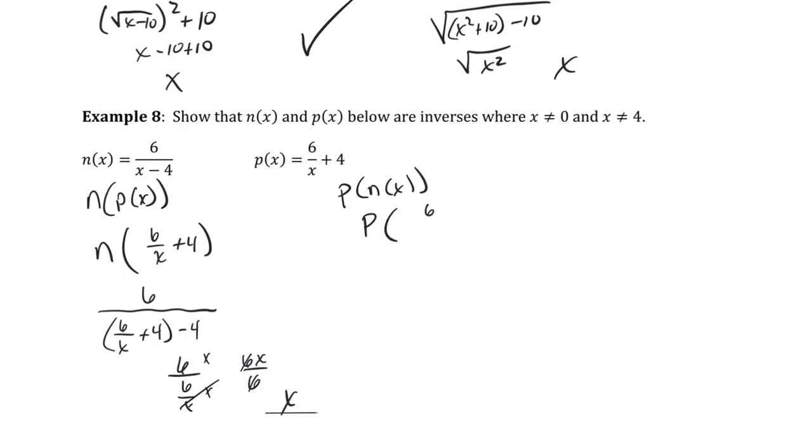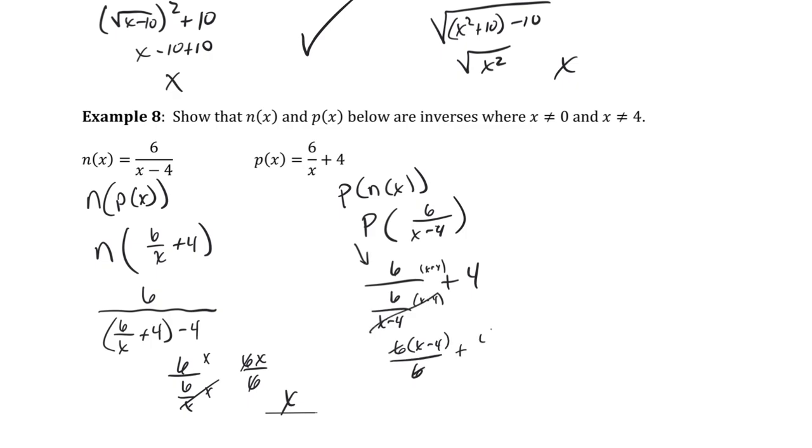P of 6 over x minus 4. All right, so we're going to have 6 over 6 over x minus 4 plus 4. Well, that's ugly. So we need to clean this up a little bit. If I multiply top and bottom by x minus 4, I'm going to get 6 times x minus 4 over 6. And these cancel out. So I get x minus 4 plus 4, which goes to x.